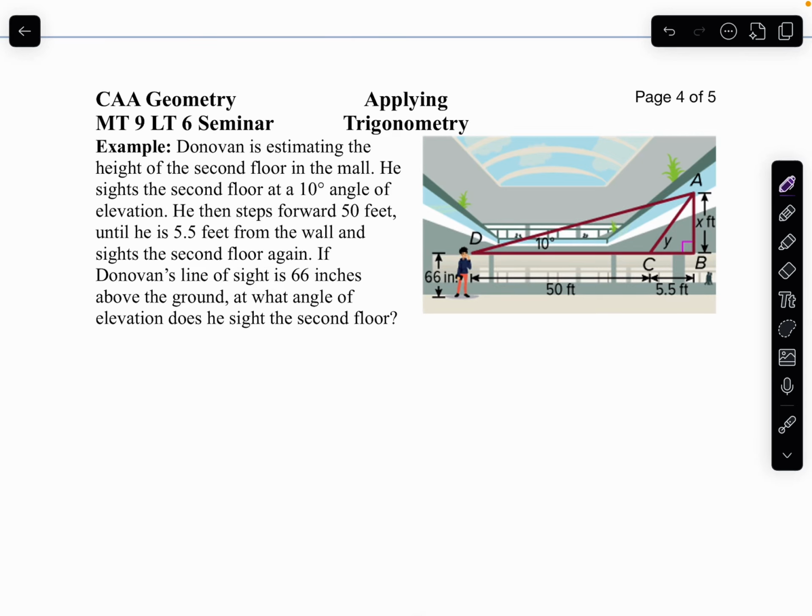In our last example, we have Donovan. He's estimating the height of the second floor in the mall. He sights the second floor at a 10-degree angle of elevation. I can see the 10 degrees right here.